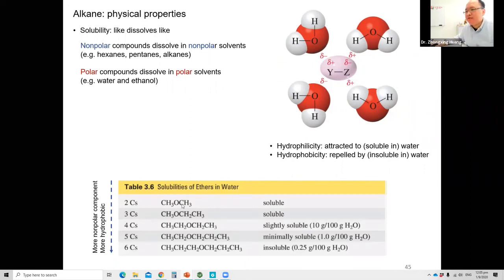So you can see all of them are ethers, but the difference is that all of them have one oxygen while the carbon chain increases. So with the carbon chain increase, more nonpolar component exists in the molecules, right? Nonpolar means hydrophobic. So from 2 carbon to 6 carbon, the molecule becomes more hydrophobic. It hates water, okay? So when it hates water, it becomes insoluble. Basically, dimethyl ether is soluble in water, but when you increase the carbon chain to 6 carbons, it's insoluble.